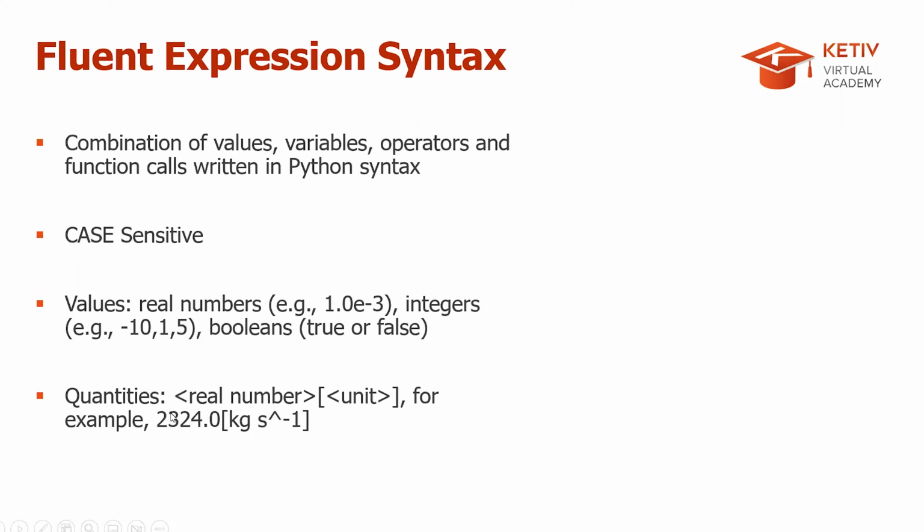And when you're assigning quantities, you will obviously assign the magnitude, the real number that is associated with the quantity, but then the unit becomes very important as well. Units are usually enclosed within square brackets. So you can see over here, suppose I wanted to assign this number as the mass flow rate, kilogram per second, then I would have to assign this unit to tell Fluent what quantity this is, okay?